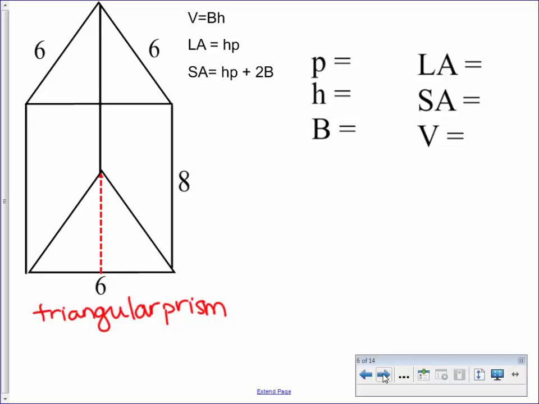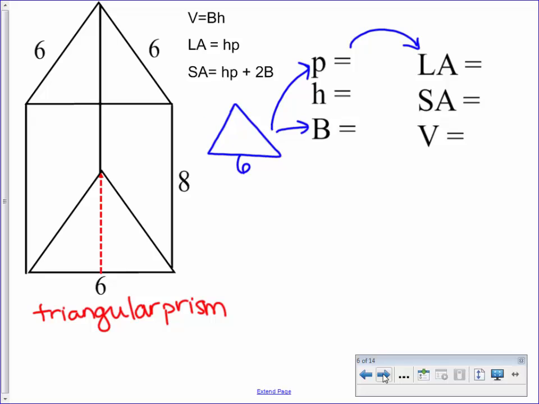Now, with a triangular prism, the base shape is a triangle. So you need to draw your triangle base out all the time because the big B and the little p are within these formulas here. So you have to find those out before you can even go to the formula. So I'm going to redraw.